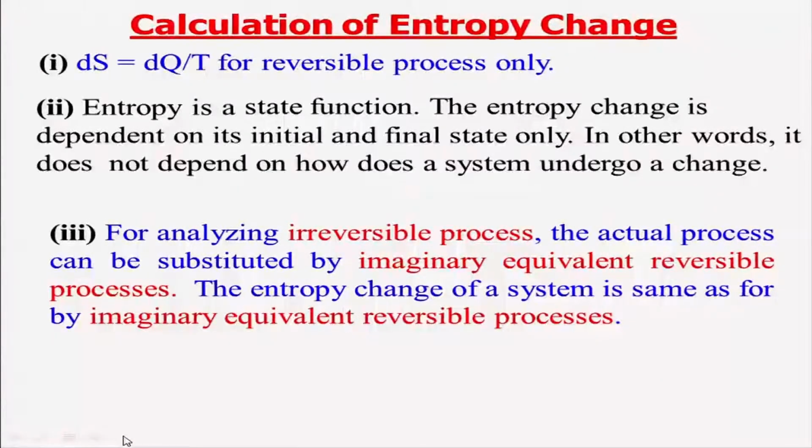So, for analyzing an irreversible process, we need to substitute this irreversible process by an imaginary equivalent reversible process, such that we can calculate the entropy change between two states whenever the system is interacting with its surroundings. I am just restating the same thing.